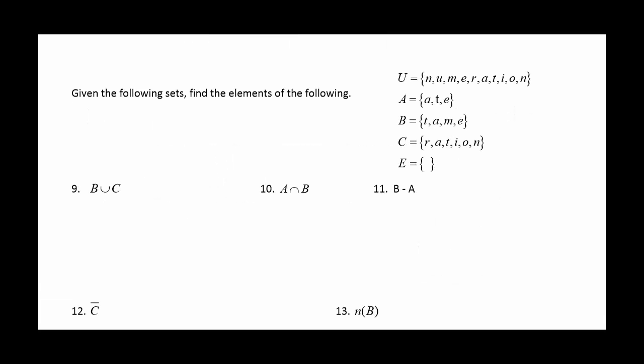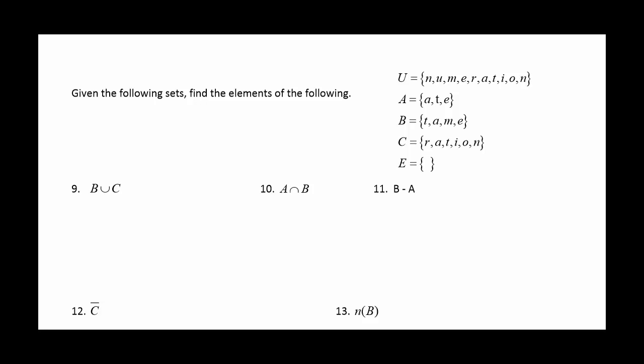Next up is understanding sets and the symbols and symbolic logic that goes with sets. Here we have a universal set with the letters N-U-M-E-R-A-T-I-O-N, numeration. I know, cute, huh? Then we're going to define 4 other subsets. Within U, there's the set A, T, E; B has T, A, M, E; C and E are listed. E, by the way, is the empty set. That's what it is.